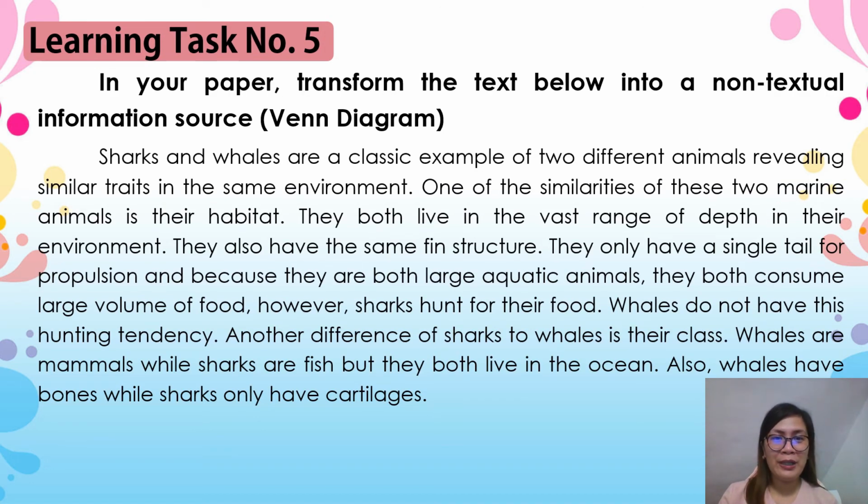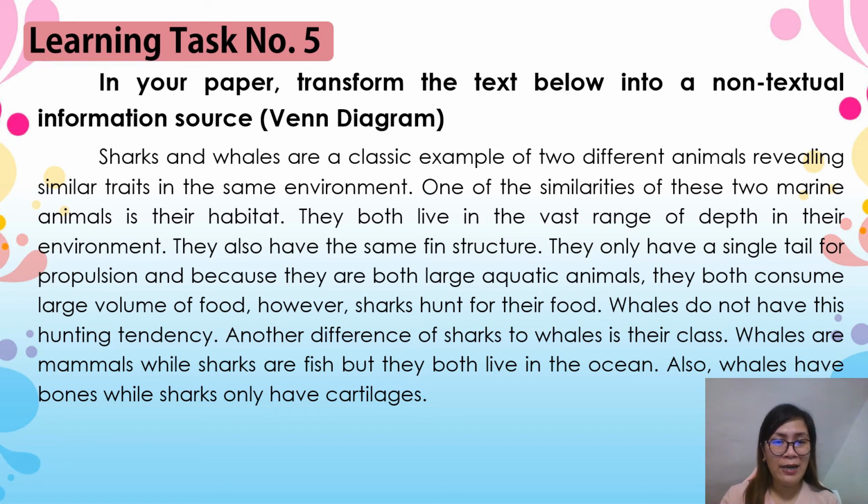Moving on to our learning task number 5. What do you see? A reading text, correct. So all you have to do is transform the reading text into a non-textual information source. If in learning task 4 you did the flowchart, in here you're going to make a Venn diagram using the information in the reading text. Allow me to read the first sentence. Sharks and whales are a classic example of two different animals revealing similar traits in the same environment.